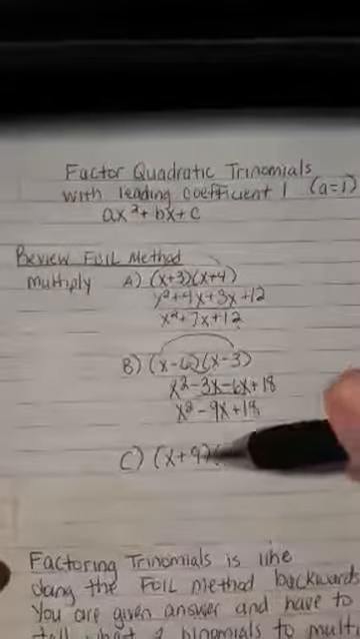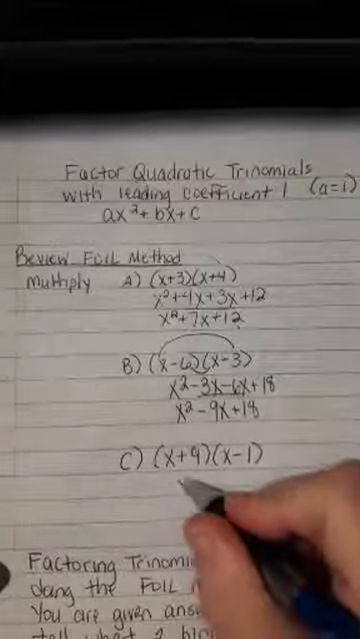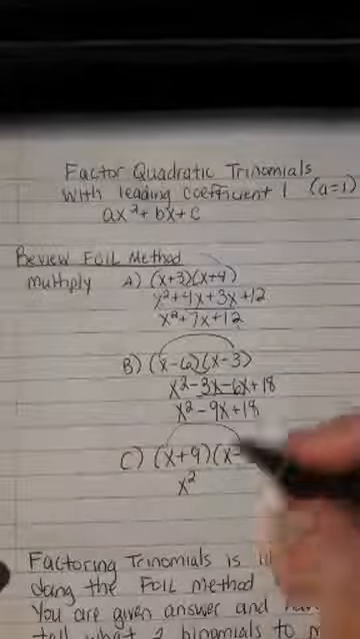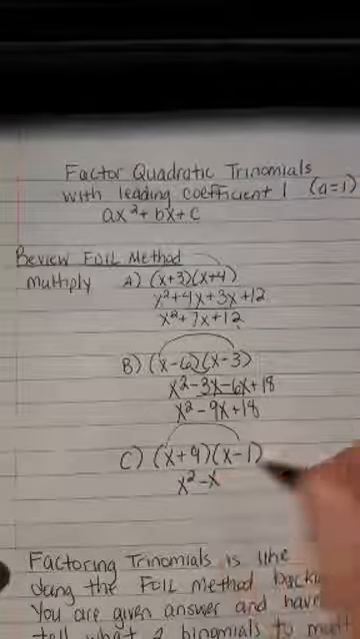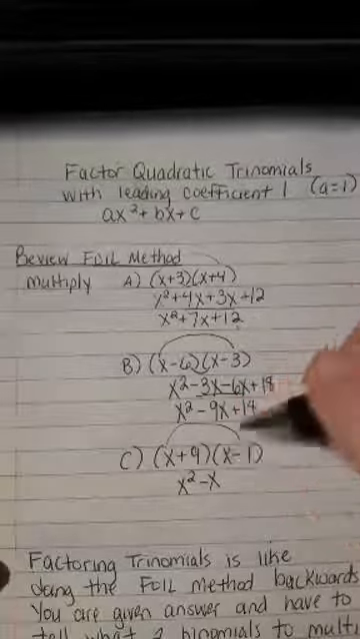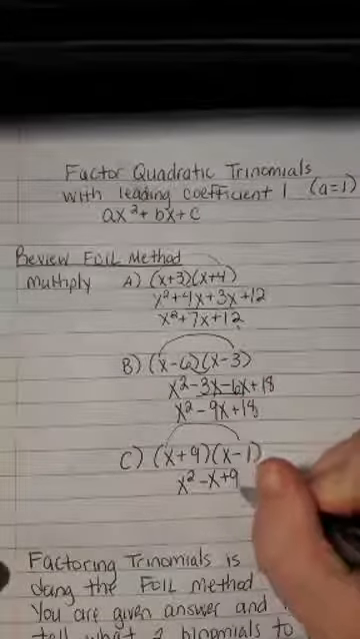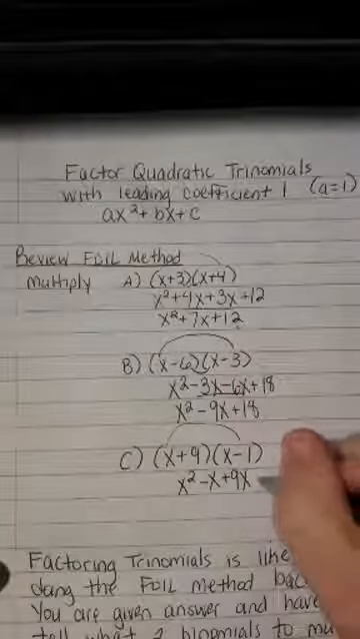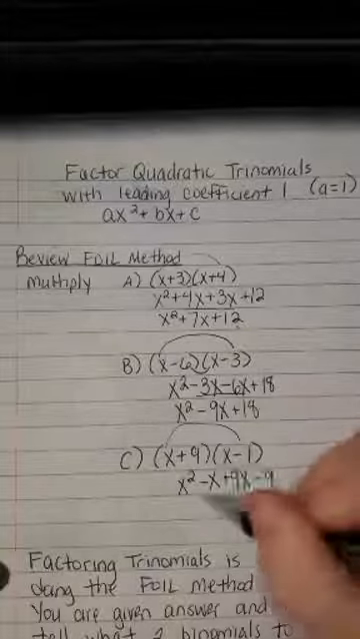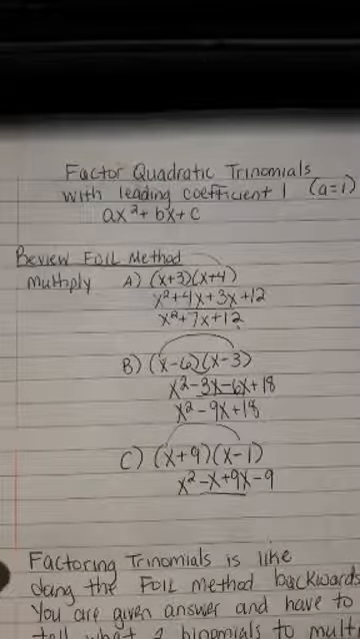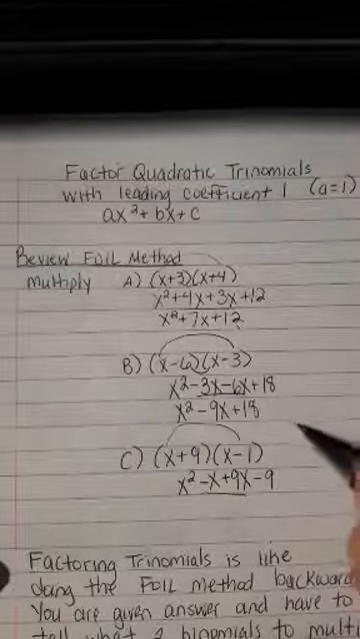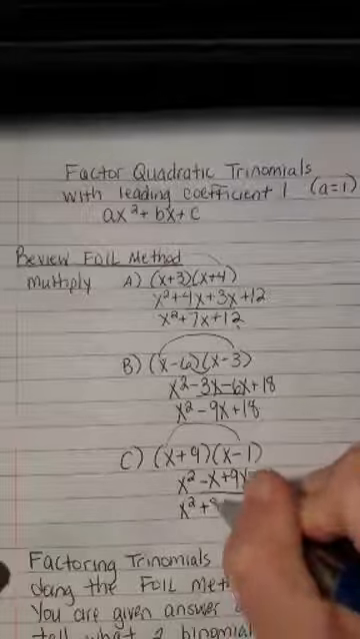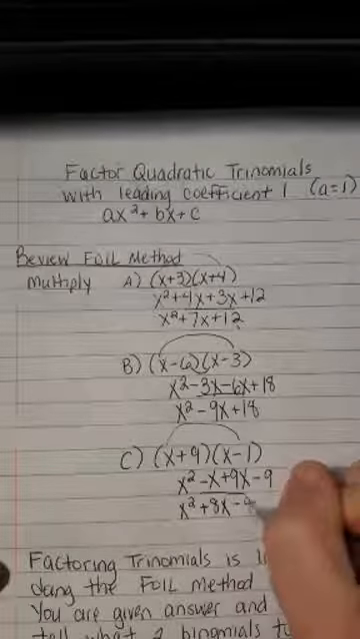Remember, first times first is x times x, which is going to be x to the second. Multiply the outsides together, x times negative 1, and you get negative 1x, which is negative x. And then 9 times x, which is a positive 9x. And then last times last, 9 times negative 1 is negative 9. These two in the middle can combine because they're like terms. Negative 1x plus 9x is positive 8x. So you get x to the second plus 8x minus 9.